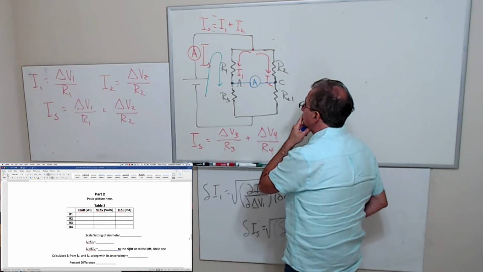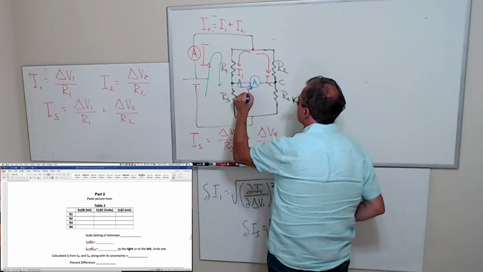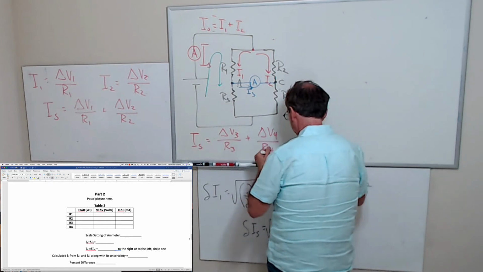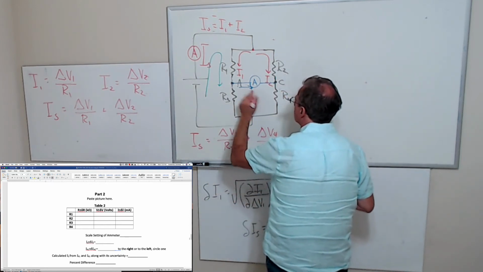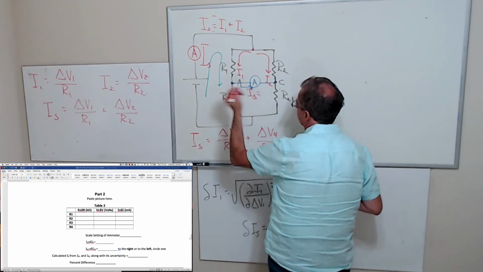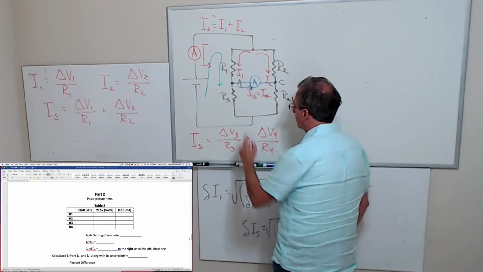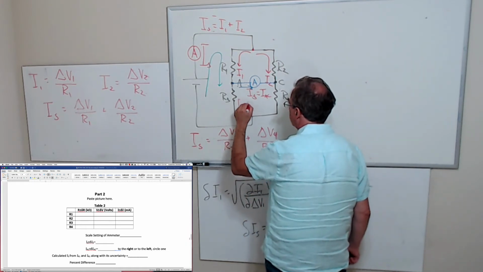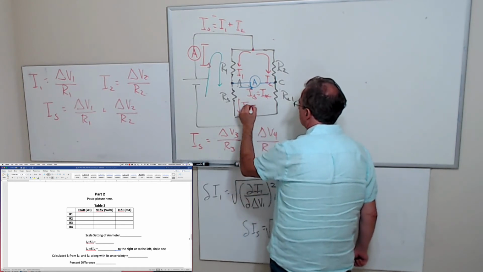Okay. So the current, this current is going to be I3. Let me do it in red, sorry. The current through the meter I'll call I3, which in the lab is called I_AC. And this current here will be I1 minus I_AC.